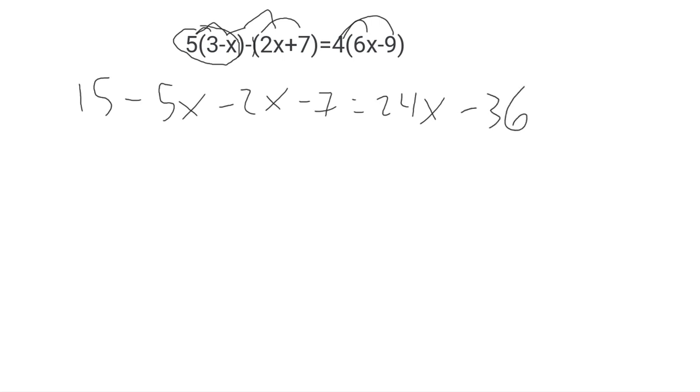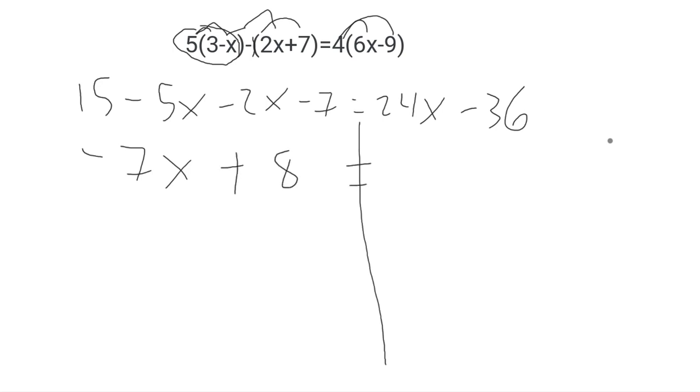Now I look on the left side of my equal sign. Do I have things that can combine? Well, negative 5x and negative 2x makes negative 7x. And 15 minus 7 makes positive 8.